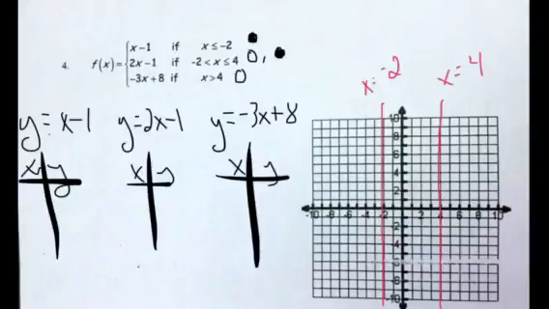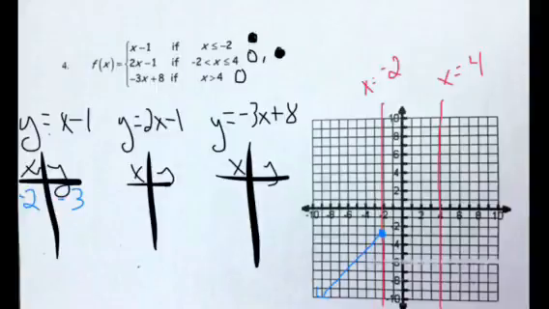So for the first one, where x equals negative 2, I'm going to plug in x equals negative 2 for x minus 1. So negative 2 minus 1 is negative 3. And I've already determined when it hits the line x equals negative 2, it would be a closed circle. So at negative 2, negative 3, I would have a closed circle right there. Now I can use the slope of 1 and draw the rest of the line. I just have to go backwards, and there we go.